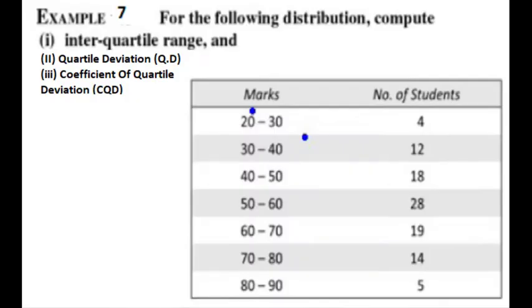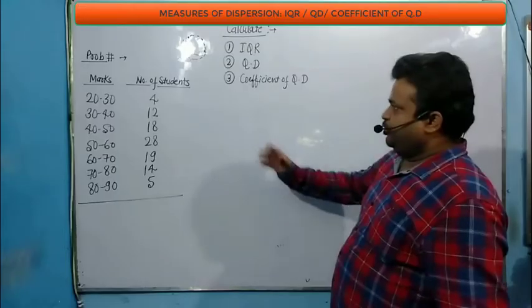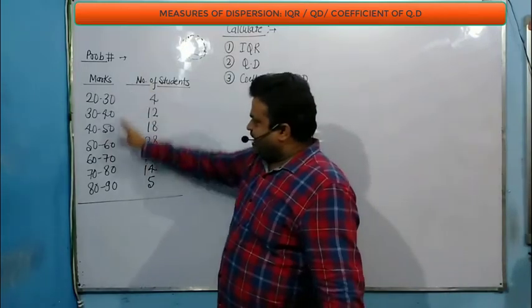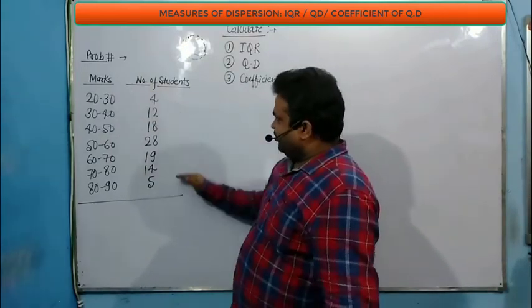Following distribution, compute the interquartile range, quartile deviation and coefficient of quartile deviation of the given data. Marks are given in continuous form and the number of students is mentioned as frequency. Look at the board. This is the marks and these are the frequencies.